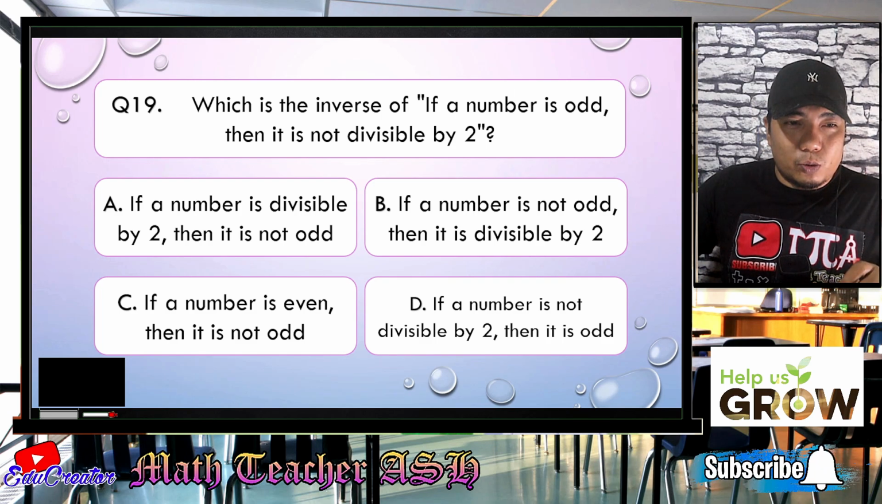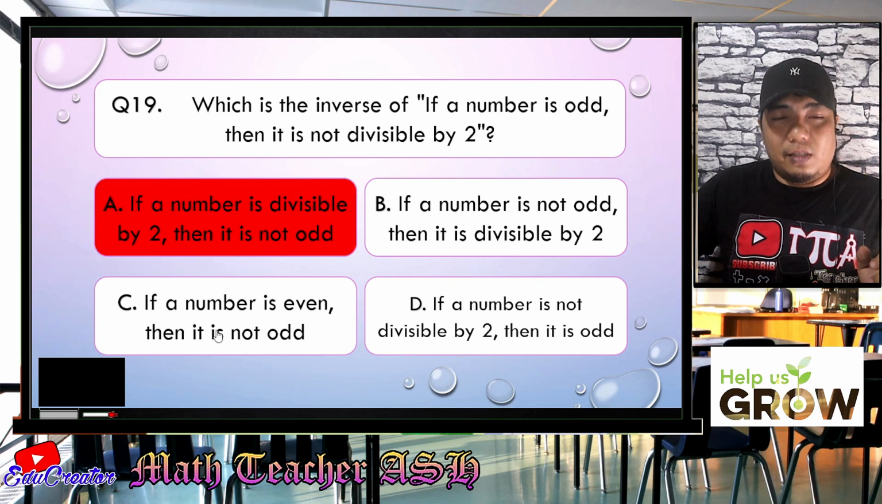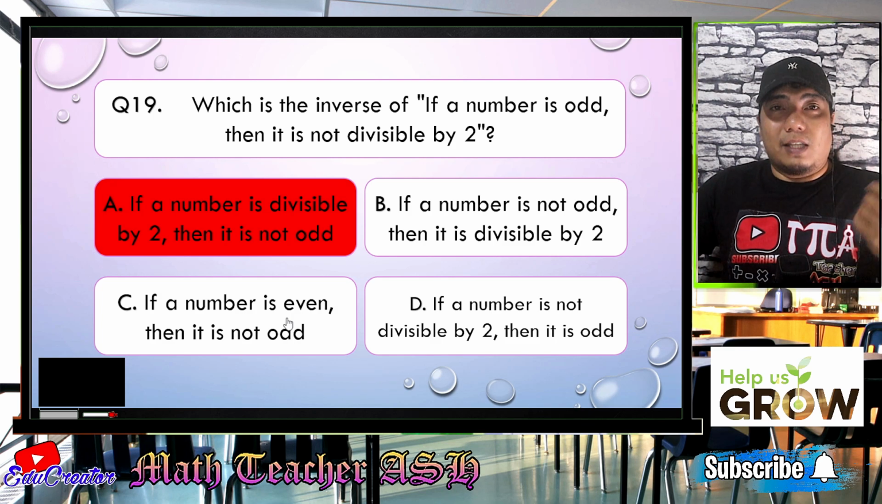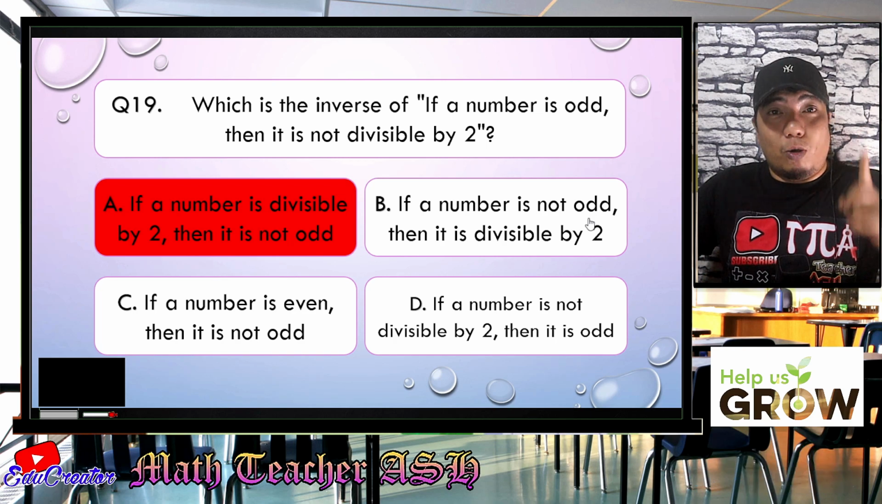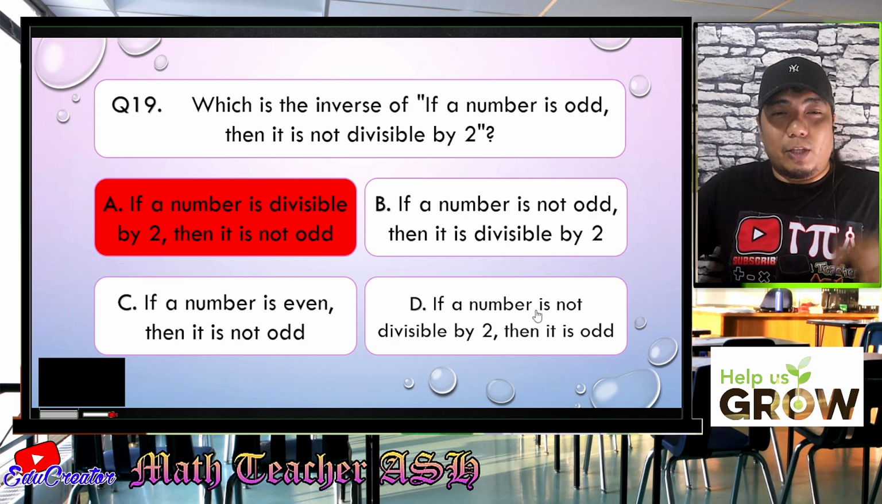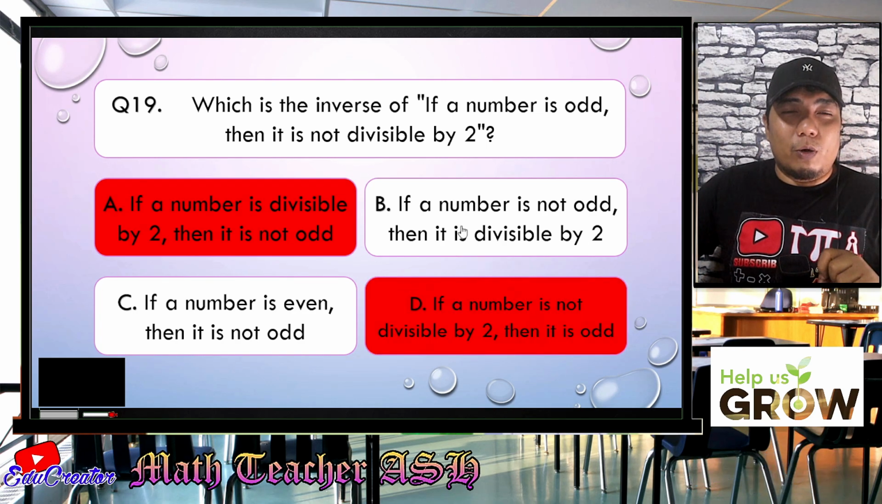So this one, letter A, is wrong. This letter C, if a number is even, is the basic inverse of odd, so that might be correct. Letter B, if a number is not odd, can also be correct. Letter D, if a number is not divisible by 2, is not the one. So we only have B and C.